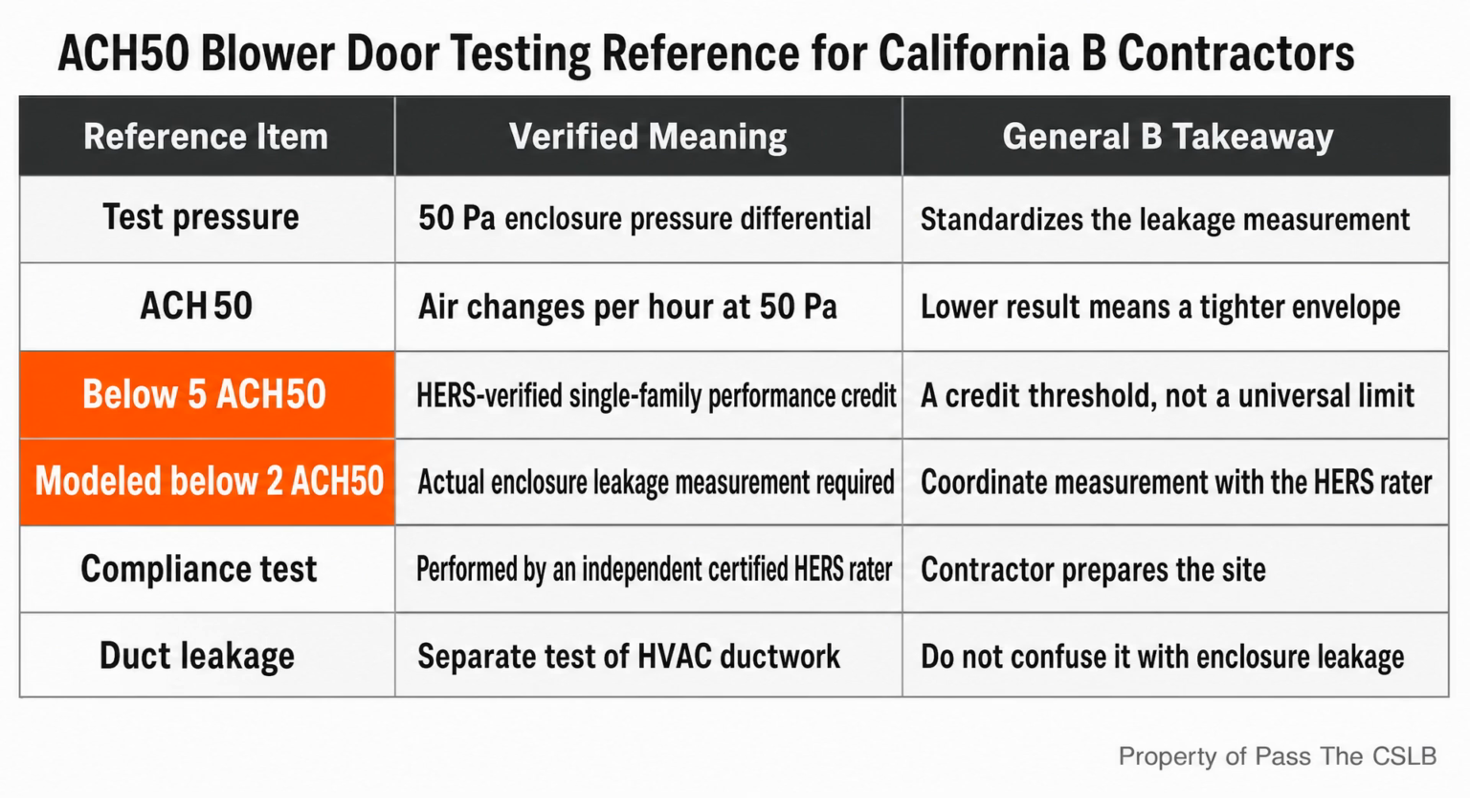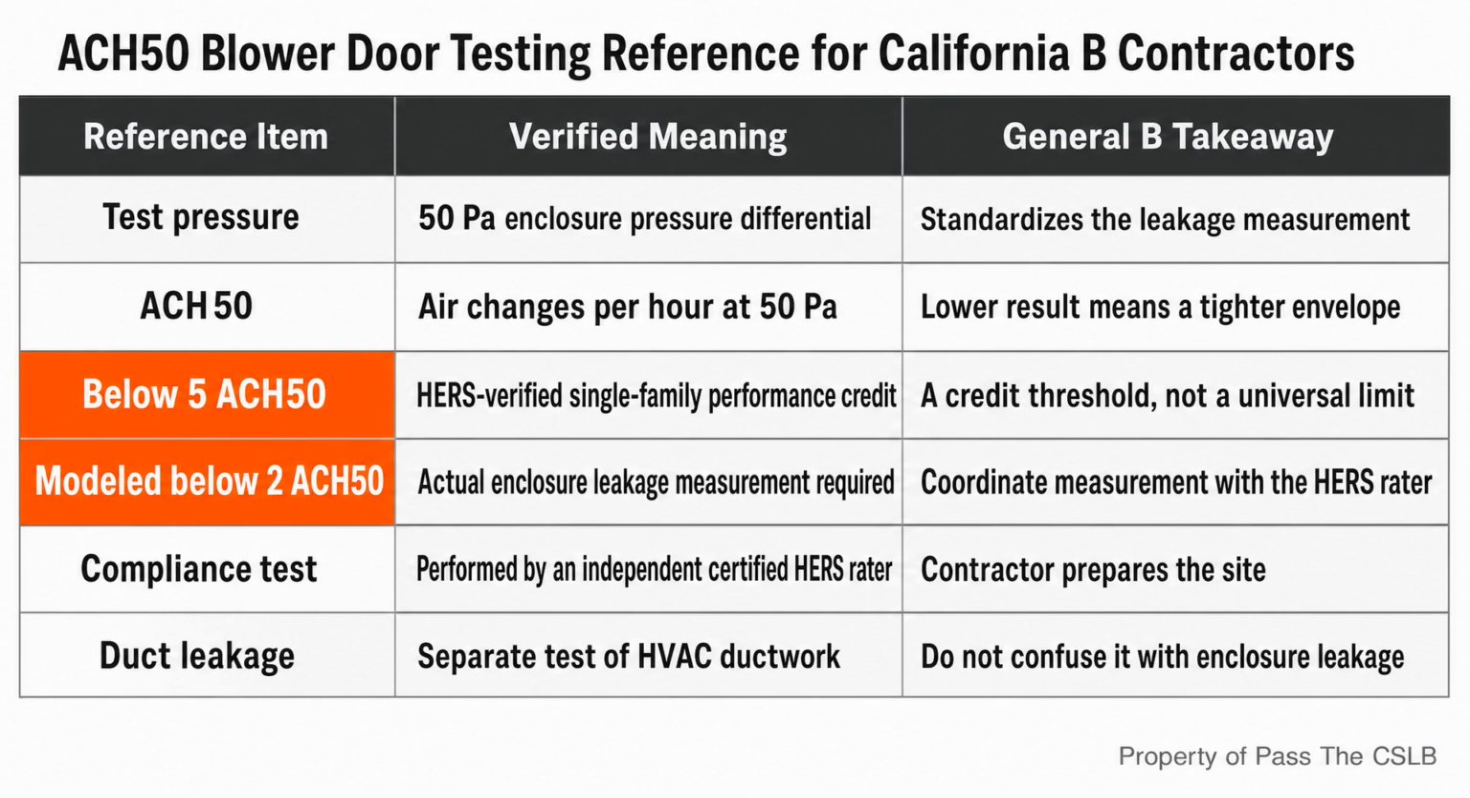I remember the distinction this way. Below 5 can support the identified performance credit when verified. Modeling below 2 triggers actual measurement. The project documents and compliance path still control the job. I do not need to perform enclosure volume and fan airflow calculations for this general B lesson. I do need to read the reported metric correctly, understand that lower means tighter, recognize which project assumption requires verification, and coordinate corrective work when the result does not support the compliance documentation.